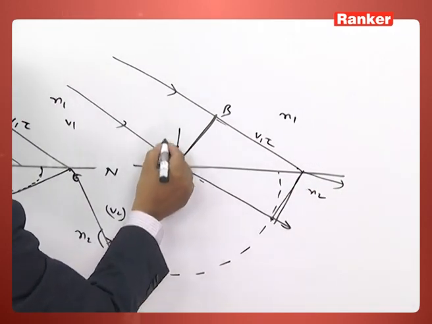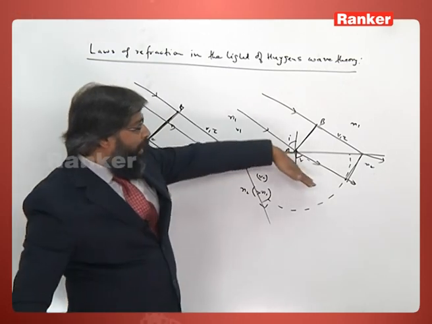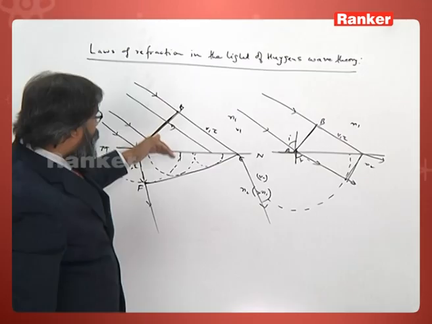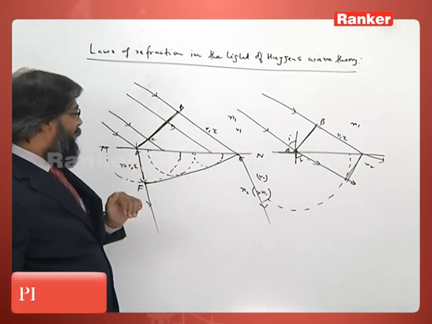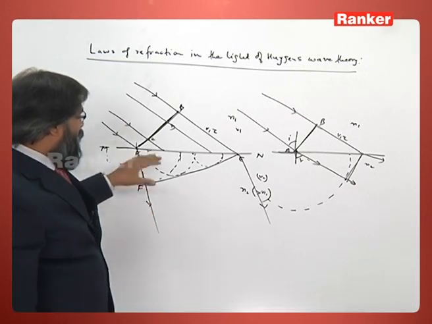So this is I and this is R. So the ray will move away from the normal. That means how the ray will bend will depend on the velocity of light in both the media. Now let us prove Snell's law mathematically.